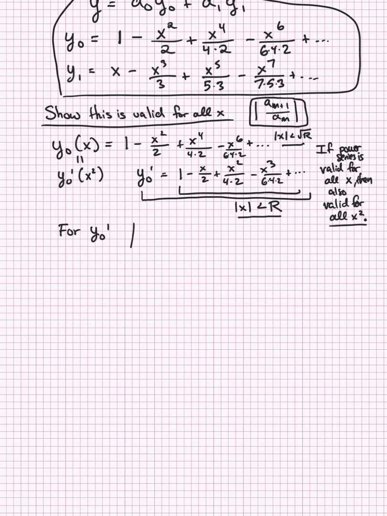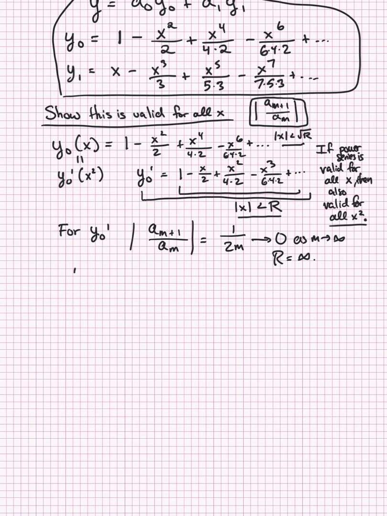Okay? So for y0 prime, what we're getting is that the ratio of the coefficients, a_{m+1} over a_m, is just equal to 1 over 2m. Since this goes to 0 as m goes to infinity, this implies the radius of convergence is equal to infinity. So r is equal to infinity, or in other words, it's valid for all x.